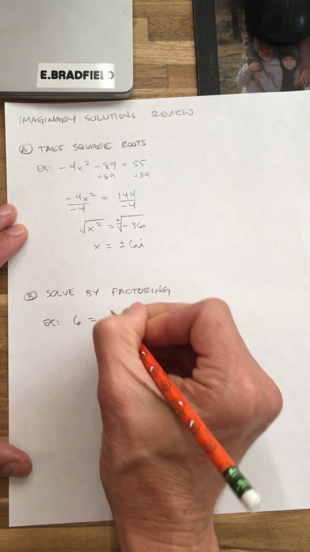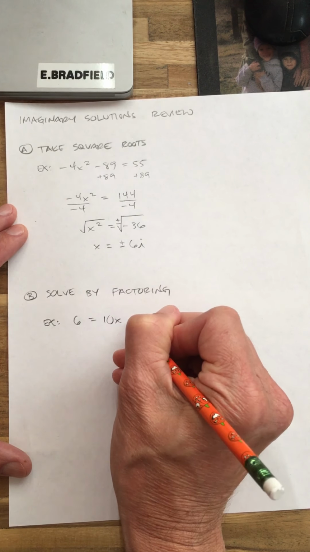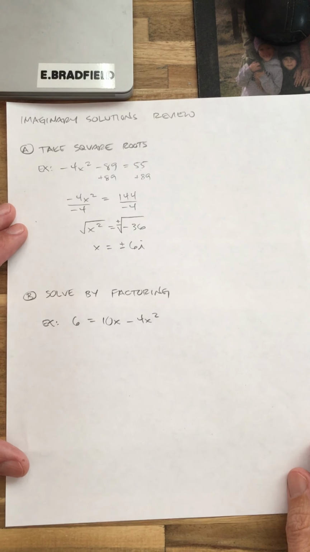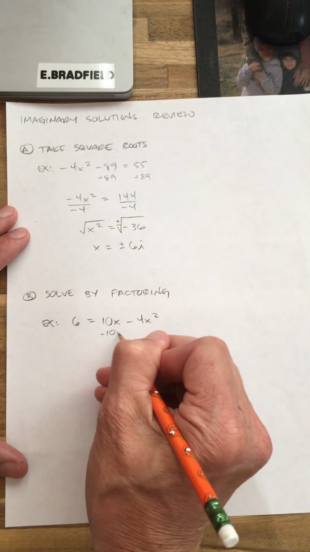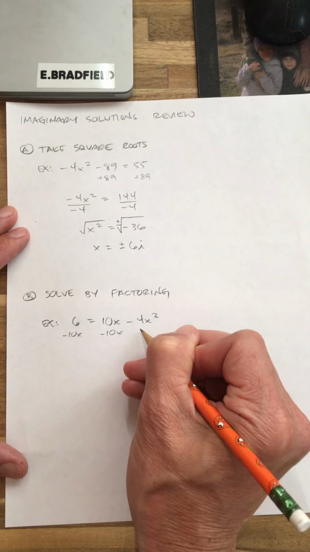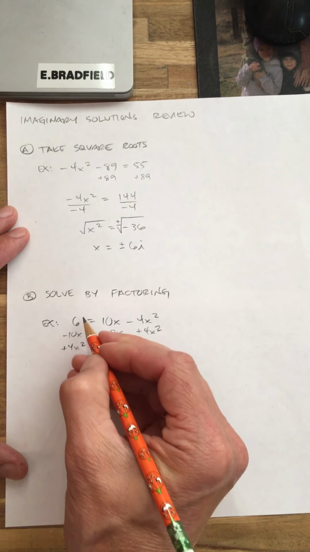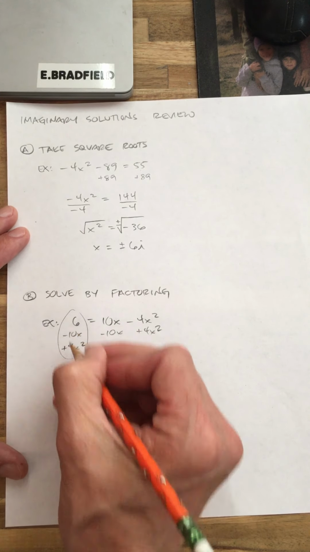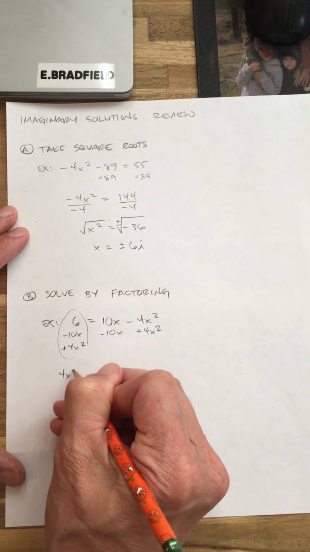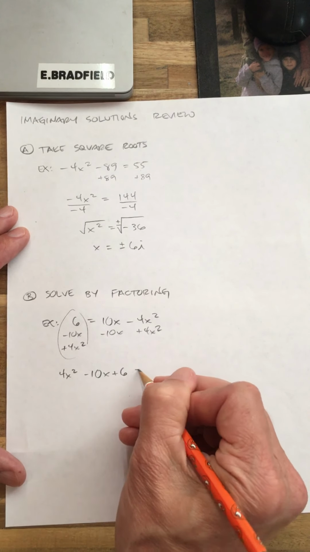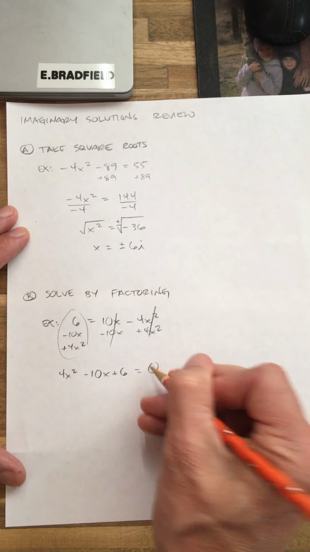6 equals 10x minus 4x squared. Remember, to solve by factoring, we need it to say equals 0. So let's subtract 10x from both sides, and let's add 4x squared to both sides. And let's put this in order: 4x squared first, then minus 10x, and then plus 6. Equals, all of this cancels, so equals 0.